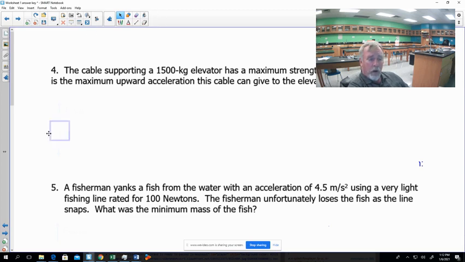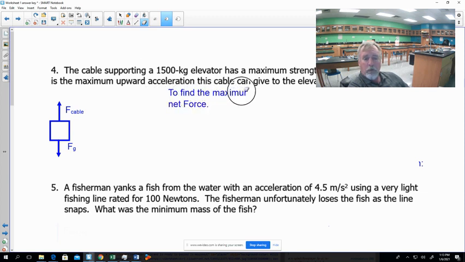So we're going to draw our box, and let's draw our forces. We know that our first force here is gravity, and we also have the force due to our cable, and it's pulling in the opposite direction. Now we're going to use our free body diagram because we need this to do our calculations. So to find the maximum acceleration, we need to find the maximum net force. So how are we going to find that net force?